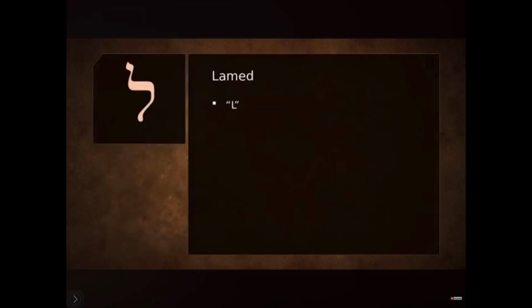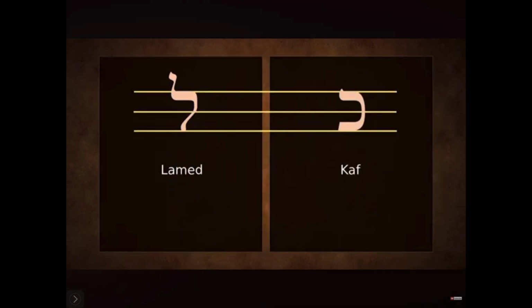The 12th letter is the lamed. It is much simpler than the kaf. It just makes the sound of the letter L, as in lion. The one special thing about the lamed is that it is the tallest of all the letters. It actually extends up above the normal line of writing. Here you can see it compared to a regular kaf.